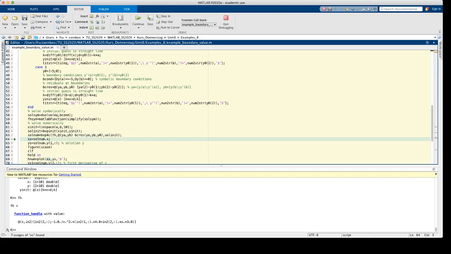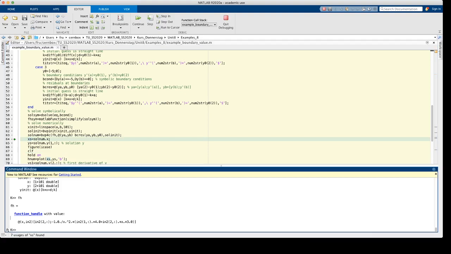It's very quick in this case. Let's have a look at the output structure. I call it sol_num, and it contains the following fields: the solver that was used to compute the structure. It contains the grid in X. It contains the function values and the derivative of the function in the matrix Y. And it contains again the derivative and the second derivative in the matrix YP. And then it contains some statistics.